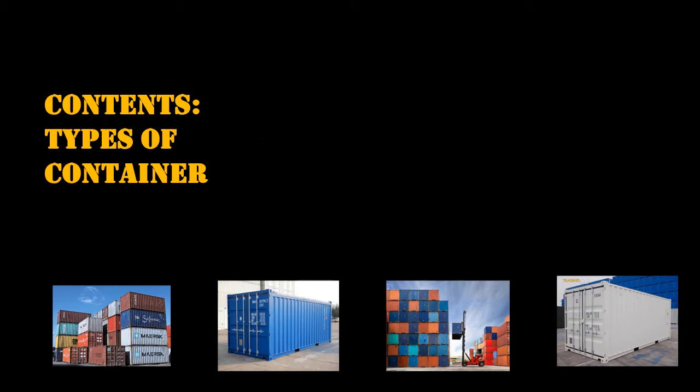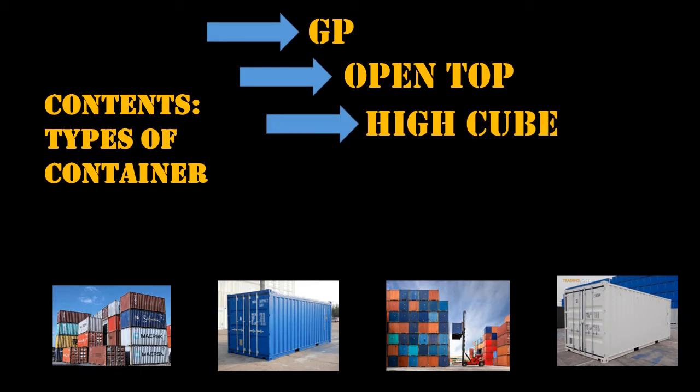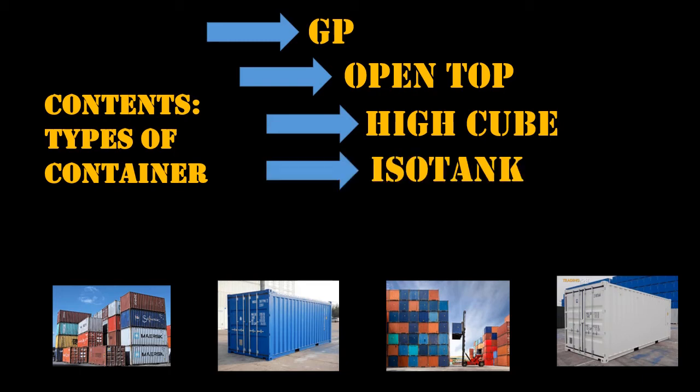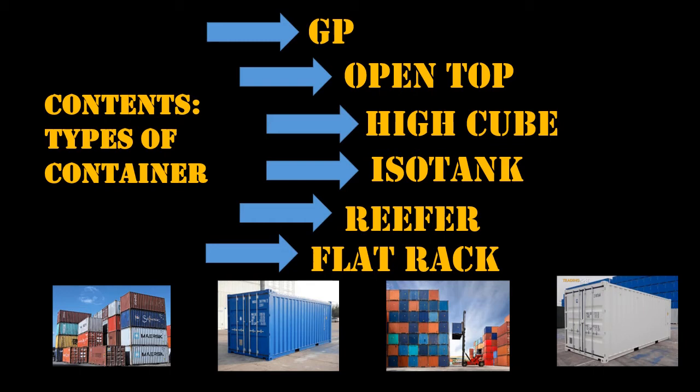The types of container which I shall discuss in today's video classroom consist of: number 1, the general purpose container; number 2, the open top container; number 3, the high cube container; number 4, the ISO tank; number 5, the reefer; and number 6, the flat rack. These are the 6 types of containers which I shall discuss further in today's video classroom.